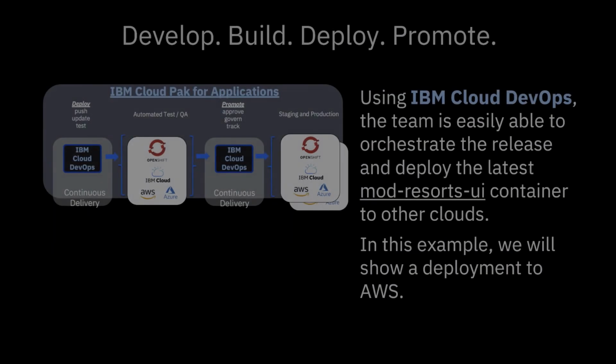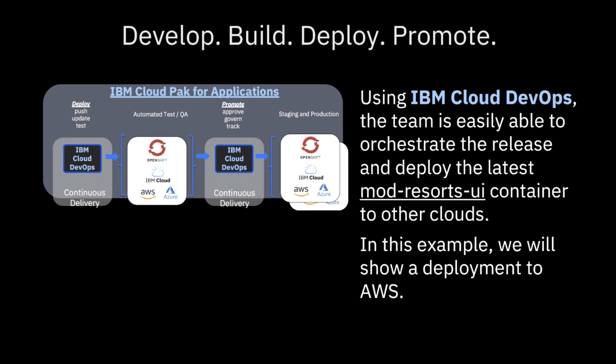As container images are created once for deployment anywhere, let's look at how teams can easily move a container image from one cloud provider to another. In this example, we will automate the move of the Mod Resorts UI container image from the IBM Cloud to AWS.